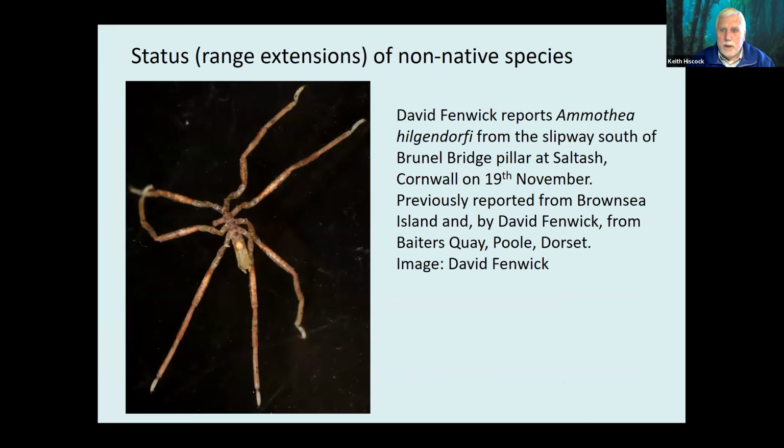And here's another one. This is a pycnogonid, which previously was recorded from Brownsea Island and Poole in Dorset. So, well, both in Poole. And here it is on the slipway at Saltash in Cornwall. Another excellent observation, and also an excellent image by David Fenwick.